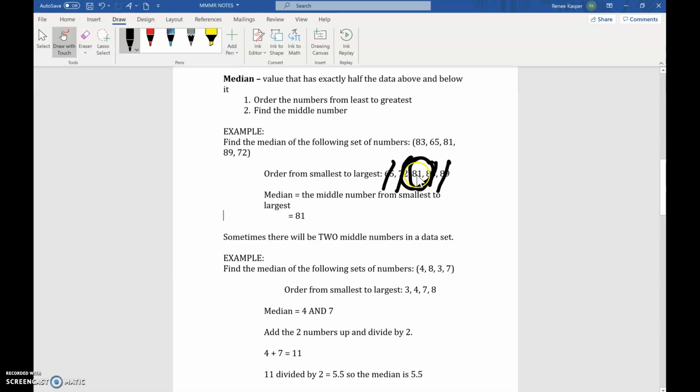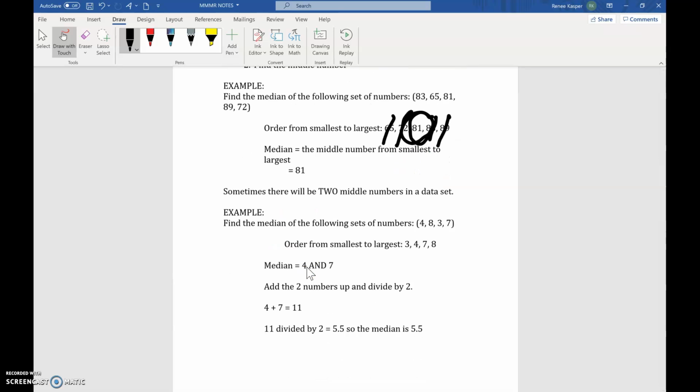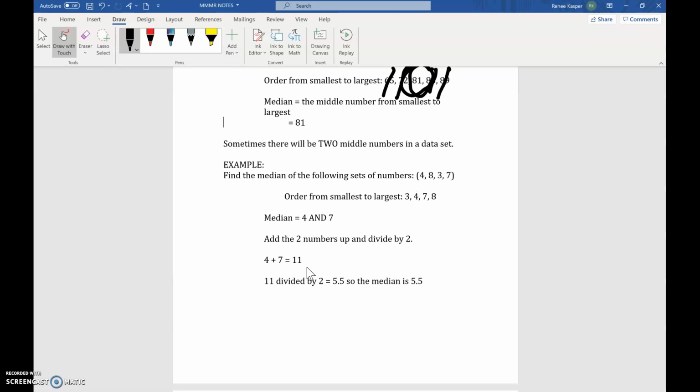It's our median. Sometimes there will be two middle numbers in a data set. So this happens if you guys see this data set, there's an even amount of numbers in it. So there's 4 numbers in it. Whereas this one, there were 5 numbers in it. So since this one was odd, an odd amount of numbers, there will always be just one middle number. But whenever you see an even amount of numbers, that means that you're going to have to add up the 2 in the middle and divide by 2. So I'll show you guys that here.